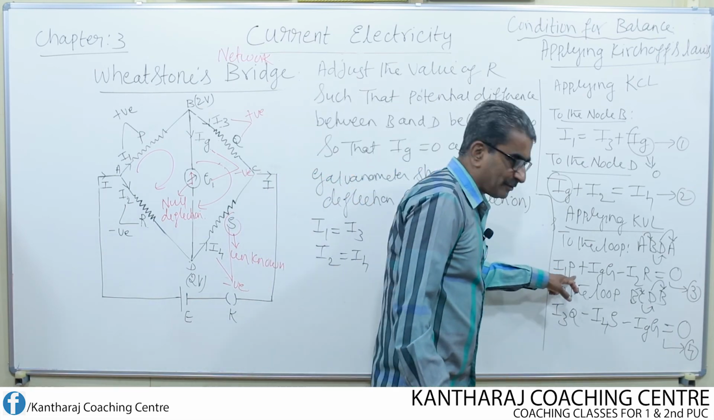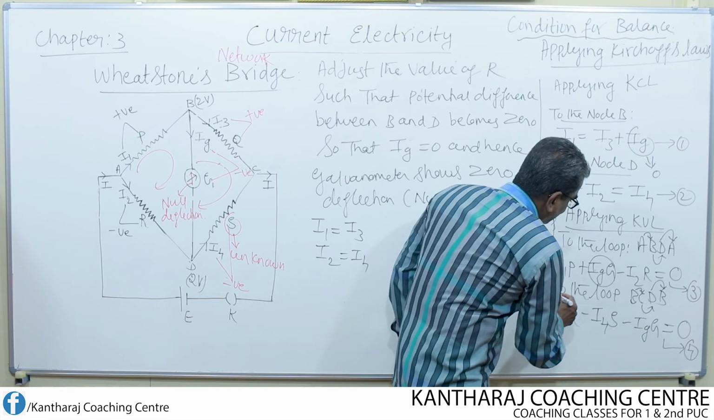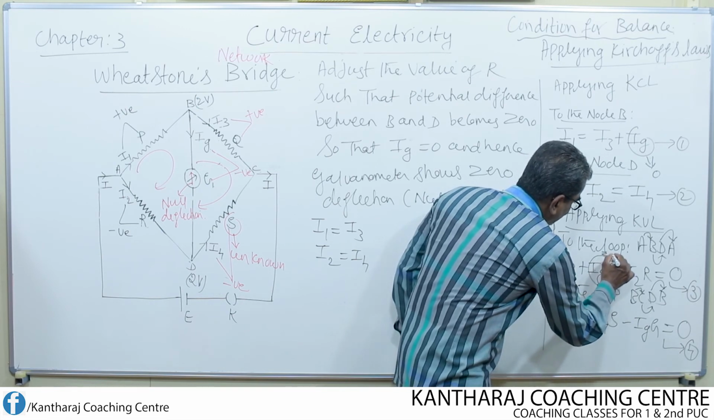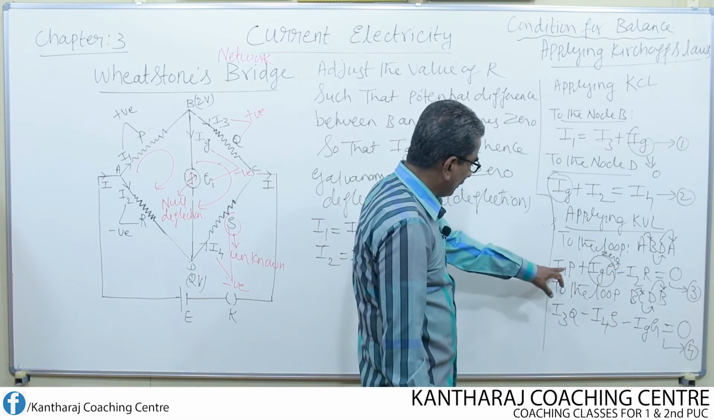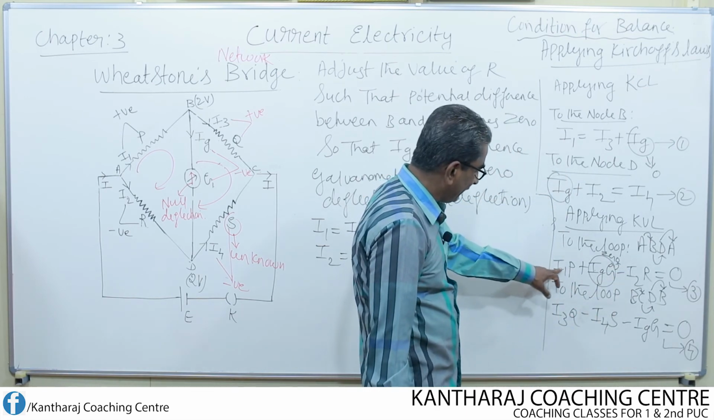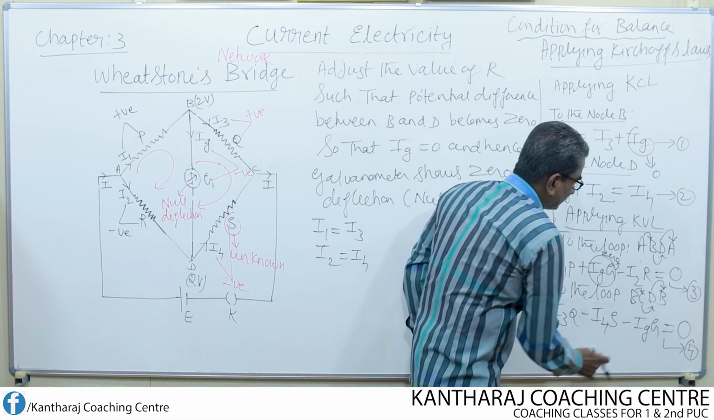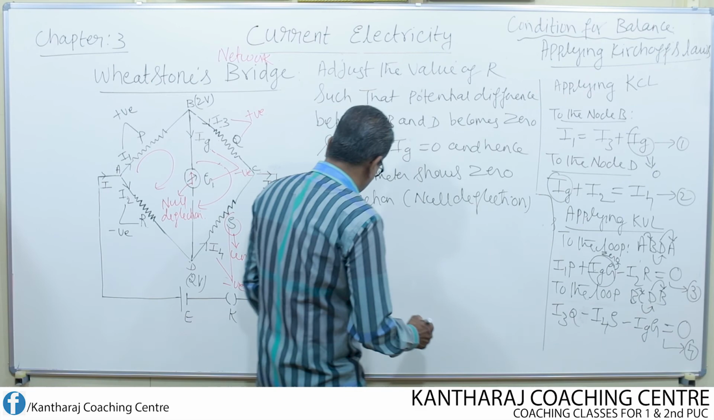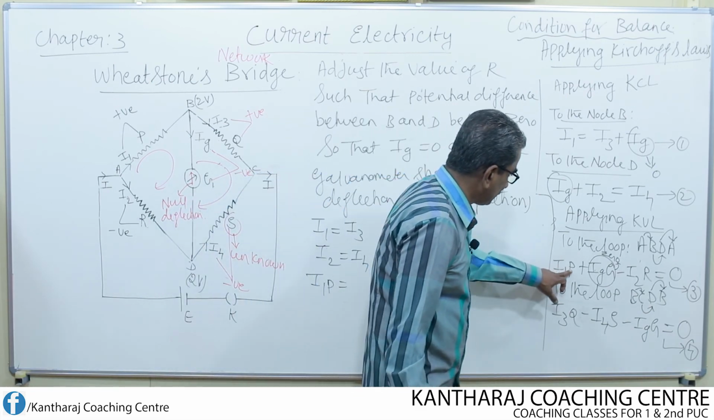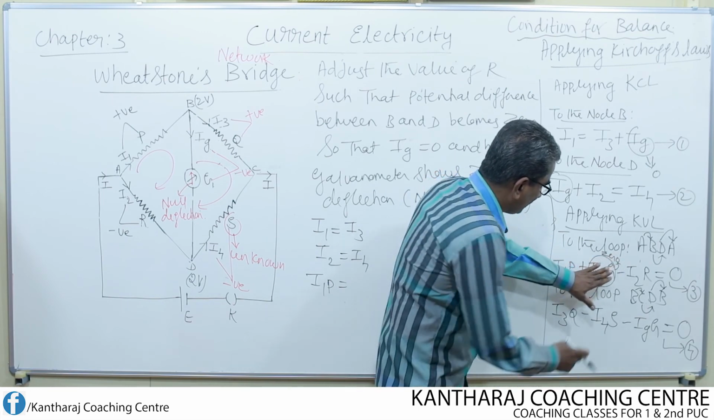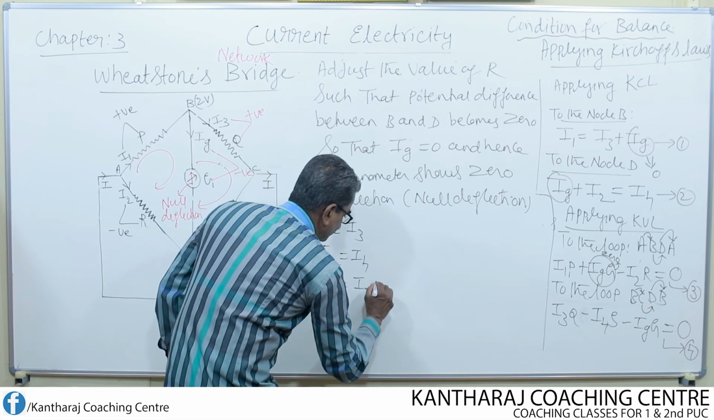What happens in this equation? Look here, Ig is 0 means this entire thing becomes equal to 0. If the entire thing becomes equal to 0, then what is left with us is I1P minus I2R. If you shift minus I2R to this side, then I1P should be equal to, this becomes equal to 0, now we are shifting this to this side, this becomes I2R.